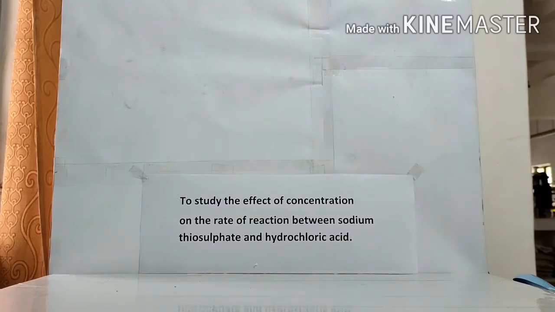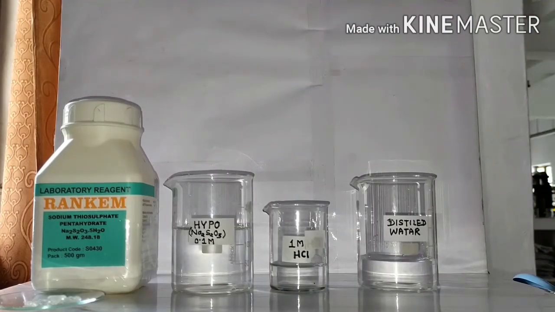Study the effect of concentration on rate of reaction between sodium thiosulfate and hydrochloric acid. For this, we need sodium thiosulfate, hydrochloric acid and distilled water. We prepared the solution of 0.1 M hypo and 1 M HCl.